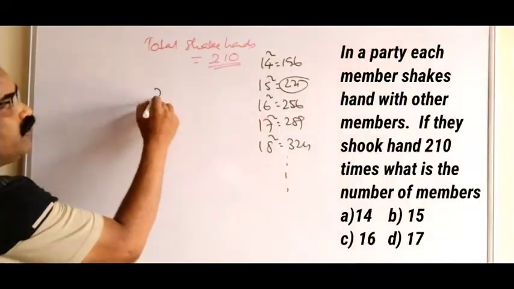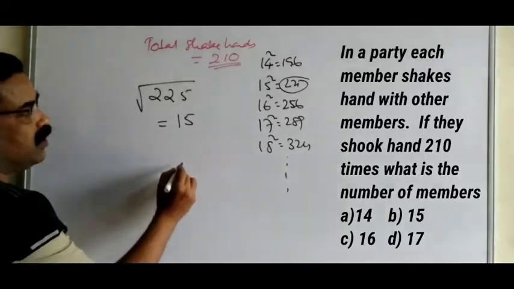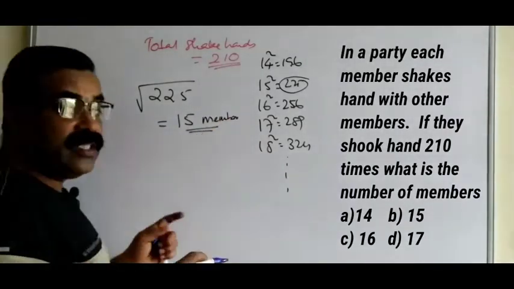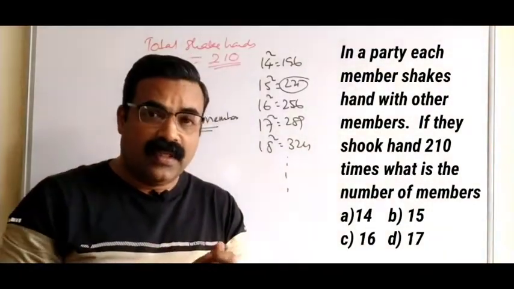So take that 225 out and find the root of 225. You got 15. So 15 members will be there in the party. So this is the shortcut method. I am telling you the shortcut method. What is the shortcut method?